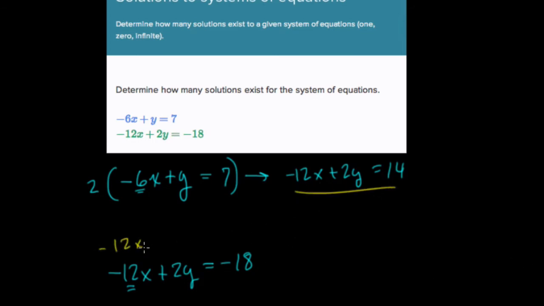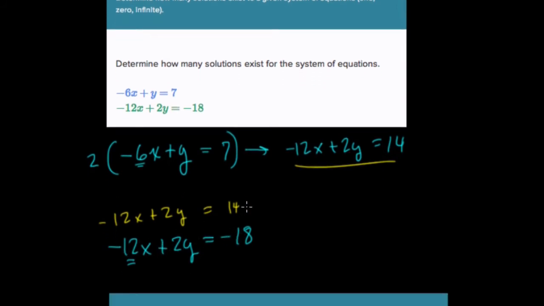Negative 12x plus 2y equals 14, and then the same thing, negative 12x plus 2y equals negative 18. In other words, we have negative 12x plus 2y equaling two different things, 14 and then negative 18. That can never happen, right? Is it ever possible to add two numbers and get 14, and then add the same two numbers and get a different result? No, this cannot happen.